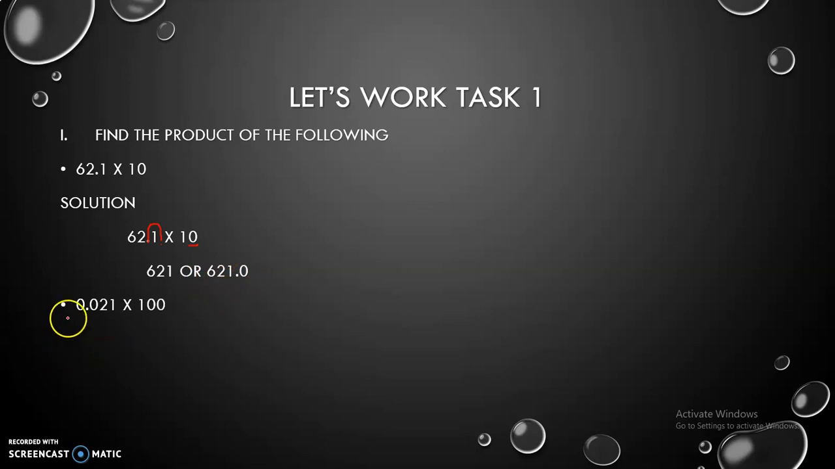Now in the second example, 0.021 multiplied by 100. Solution. We write the question as it is. Now how many zeros do we have in the multiplier? We have two zeros, which means that this decimal point will move two digits to the right side. And when we move it two digits to the right side, the answer would be 002.1 or 2.1, because there is no value of 0 before the number.